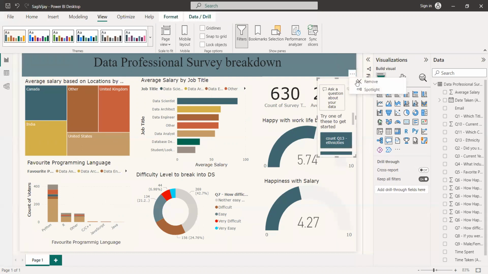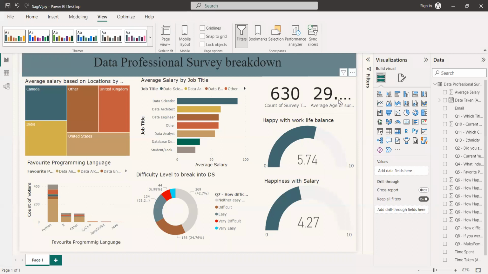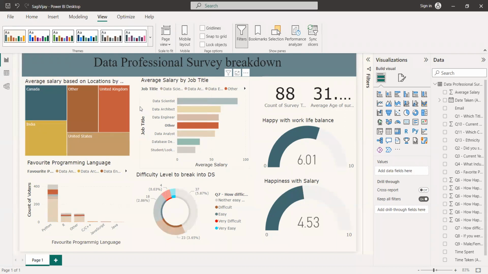Next one. I think I'll remove this one. Yeah. So the average age was 29 years. The third one which I did was the stacked bar chart, where the average salary of the people was shown based on the job title.